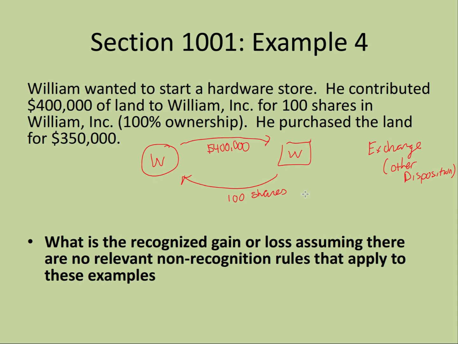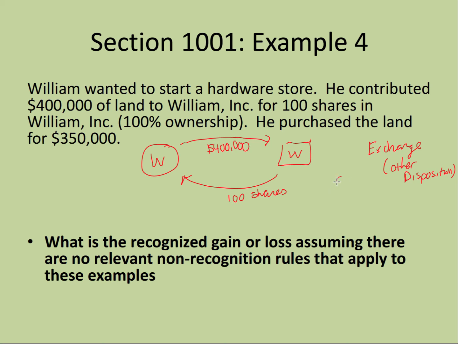But there's just something not right about this. William controls the corporation. Yes, he's transferring the land. And yes, William Corporation is a separate legal entity under law. But William controls it. The next day, William could decide, you know what? I made a bad decision. I don't want to form the corporation. I don't want it to be around anymore. I'm going to dissolve the corporation. I'm going to transfer the land back to me. From an economic standpoint, this doesn't make sense.